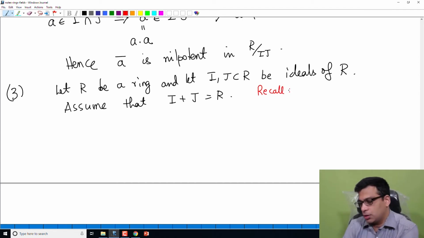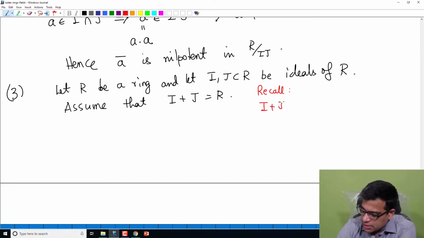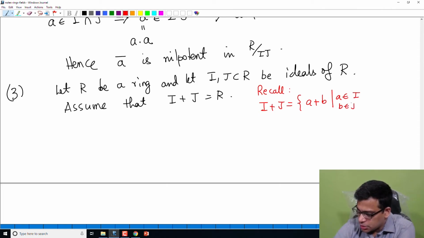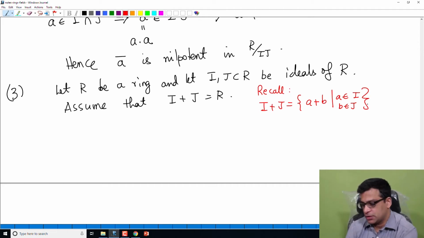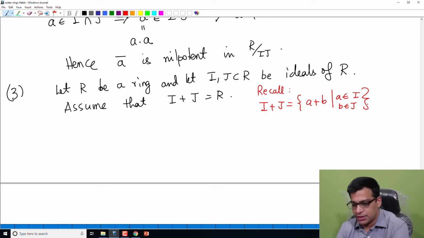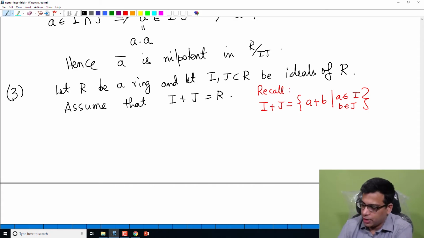So I'll use the color red for recalling. I plus J, unlike the product, is simpler actually. All you need to do is a plus b, where a is in I and b is in J. So you can take two elements, one from I, one from J, and you take their sum. If you take the collection of those elements, it's actually an ideal. That's an exercise from a previous video, and it is what we call the ideal I plus J.